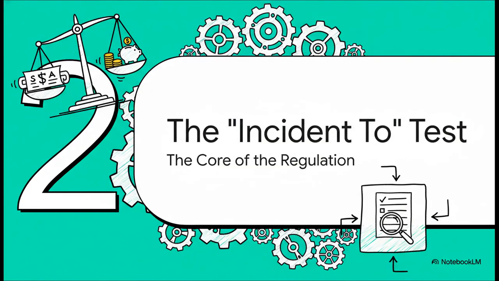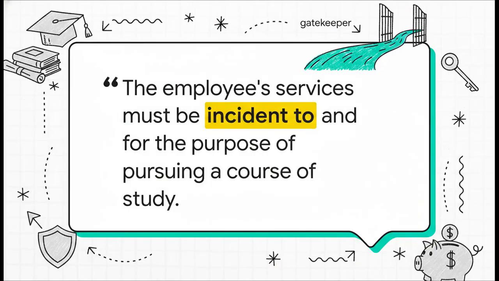So we've got the law, but how does the IRS actually decide if it applies to a particular student in a particular job? Well, this is where we have to dig into the regulations, which lay out a very specific legal test for us to follow. This right here is the exact language from the Treasury regulation, and it is the absolute heart of this whole thing. For that FICA exemption to apply, the work a student does must be incident to and for the purpose of pursuing a course of study. This one phrase is the gatekeeper for this entire tax break.